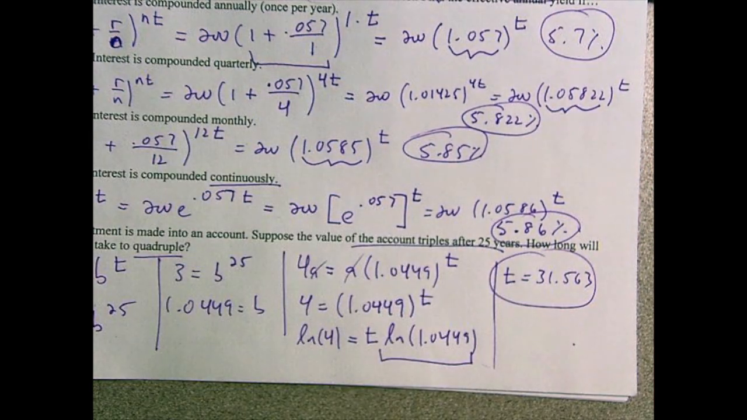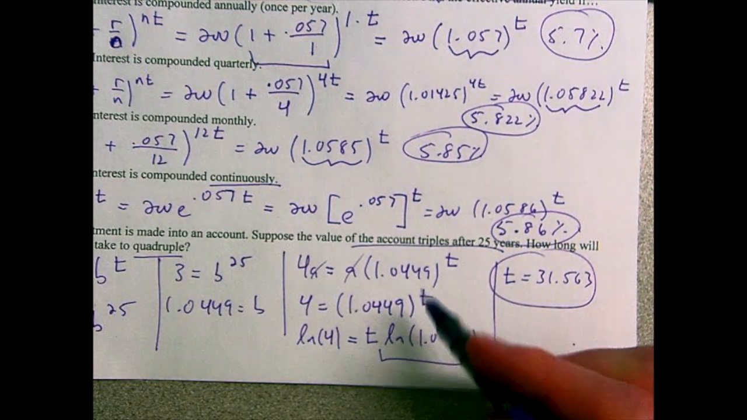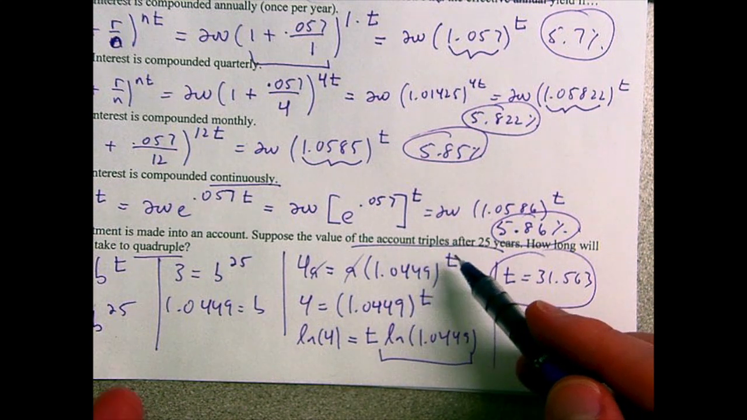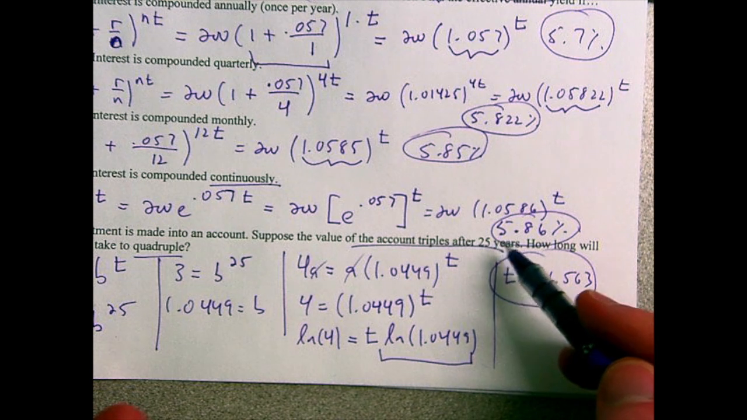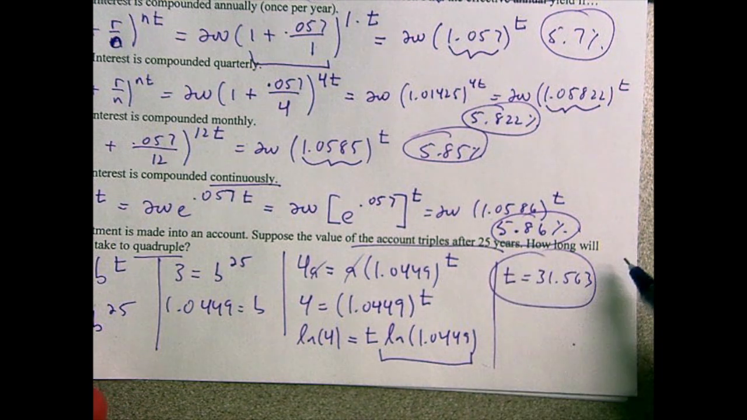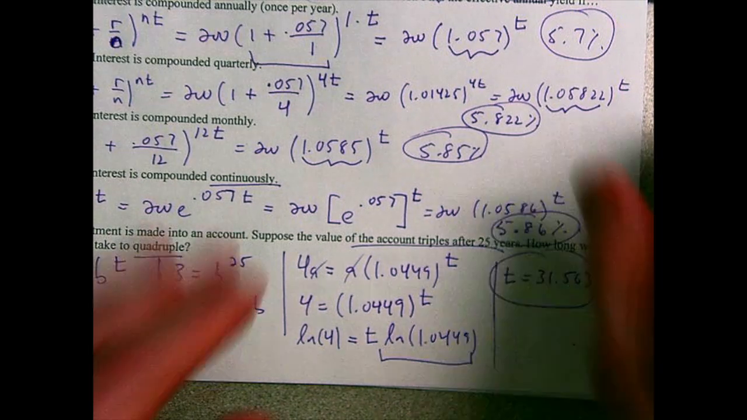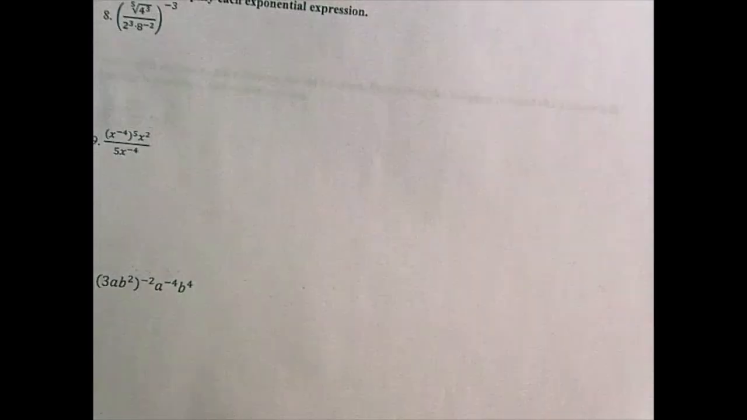Just a really quick check. Does this answer make sense? I mean, if it takes 25 years for the account to triple, we would expect it to take a bit longer than 25 years to quadruple. And so 31 is a reasonable answer, right? If you got the answer 500 billion, that would probably be wrong.